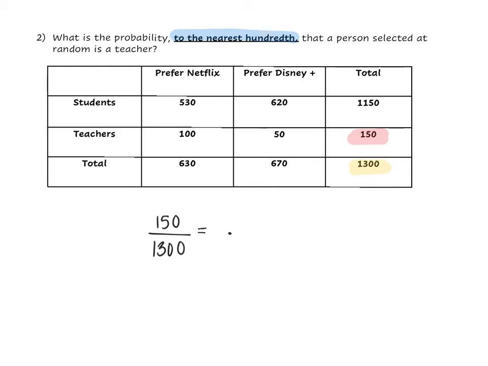Okay, I got approximately 0.11538 going on forever. 2 decimal places rounds this one. Well, we look at the 5, so we're going to round that up to 0.12. So 12% or 0.12 is the probability that a person selected at random will be a teacher.